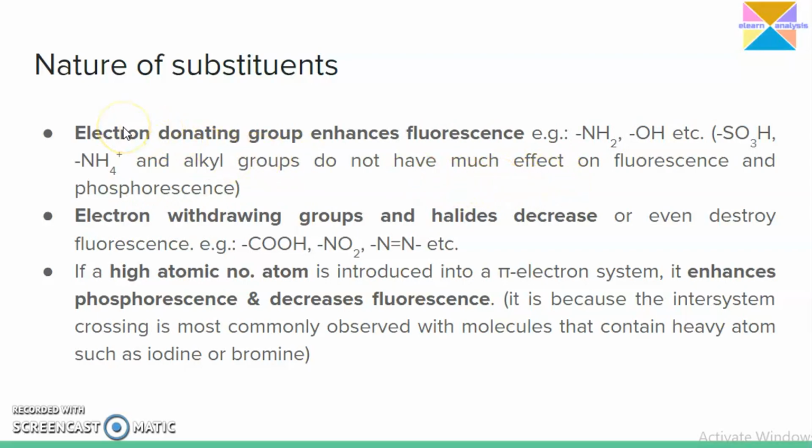The reason being the electron donating groups will enrich the molecule with electrons, and the electrons are the ones which take up the energy and go to the excited state, and they bring about n to pi star or pi to pi star transitions.